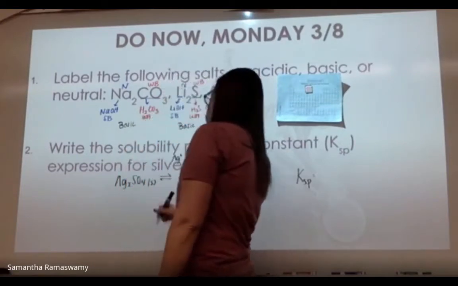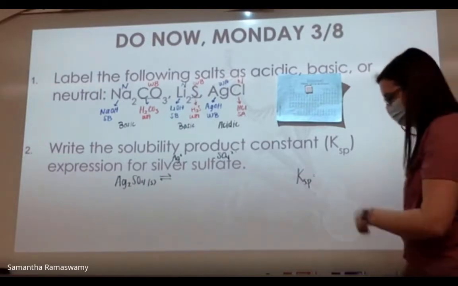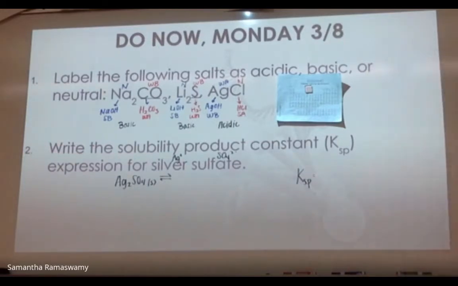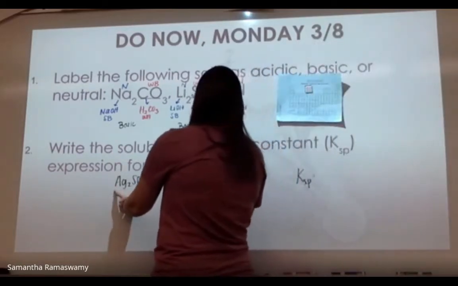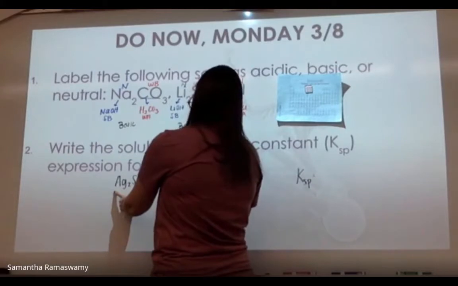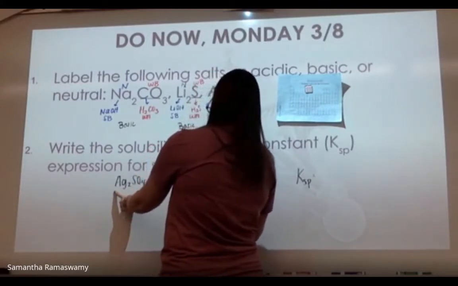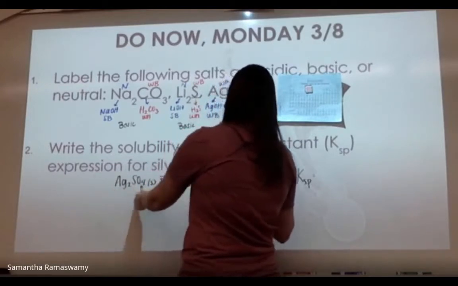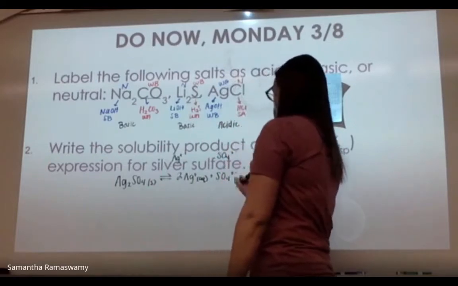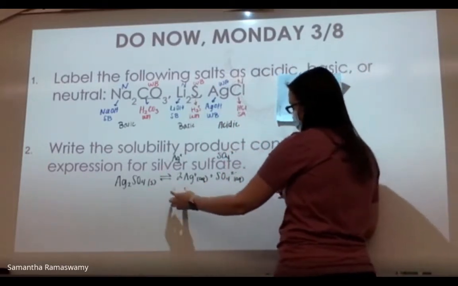Every insoluble solid exists at equilibrium with its ions. It's going to look very similar to what we've looked at with acids and with bases and Kc and Kp. The ions that make up Ag2SO4 are 2 Ag+ ions. Remember, ions are always aqueous. And 1 SO4 2- ion. This is why writing the equilibrium equation is so important.